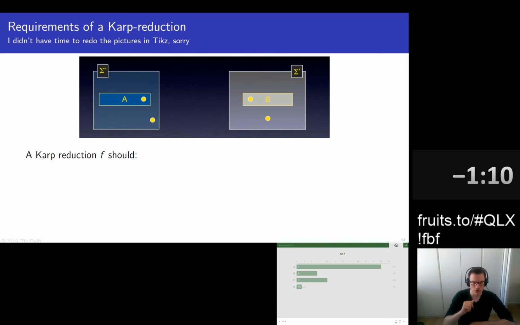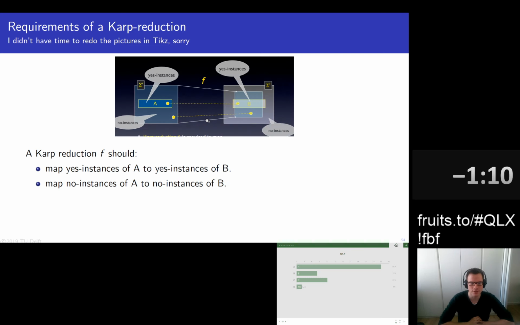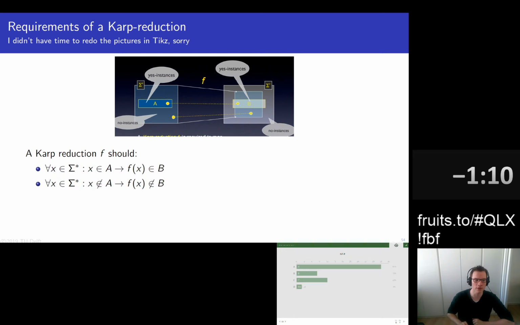Now, what should this reduction do when mapping A to B? It should make sure that it maps yes instances to yes instances, and no instances to no instances. If we want to be a little bit more formal about that, then for all x in sigma star, if x is an element of A, f of x should be an element of B, yes instance becomes yes instance. And for all x that are not in A, the f of x should not be in B. So a no instance remains a no instance. And of course, the other criterion was that a reduction should be polynomial time computable.